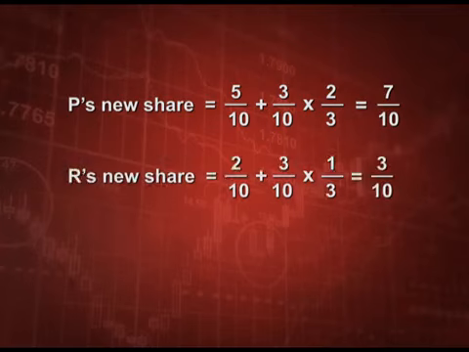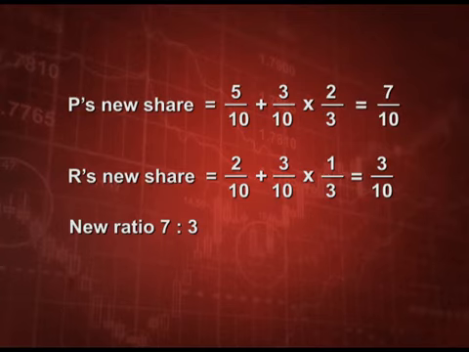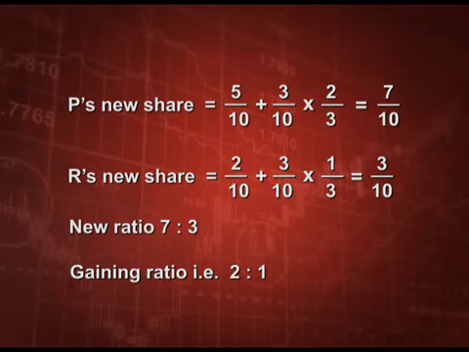Similarly, R's share will be old ratio, that is 2/10 plus whatever he has gained, 1/3 of 3/10, which makes it 3/10. So, the new ratio becomes 7:3 and the gaining ratio again is the same 2:1, because it is given in the question.